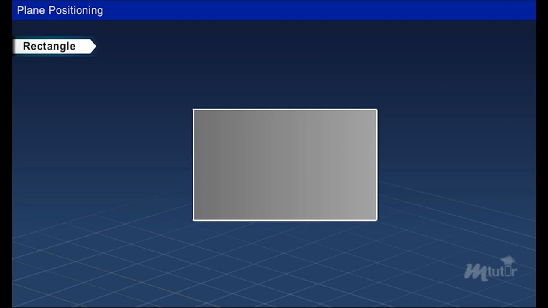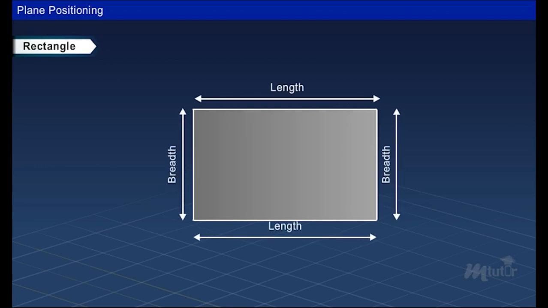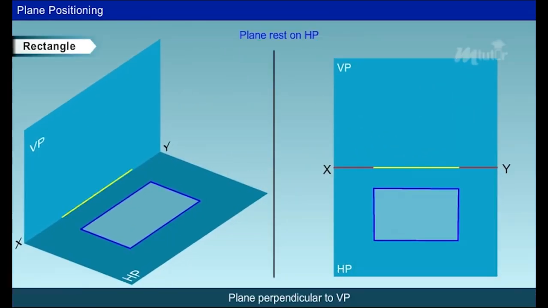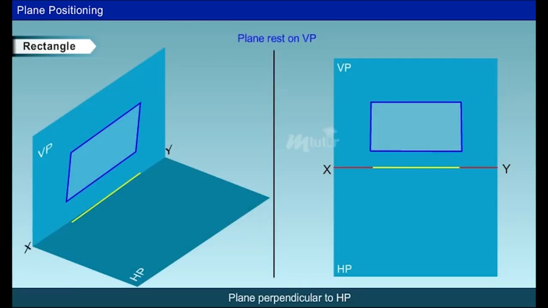Rectangular plane. A rectangle has 4 sides, with 2 longer and 2 shorter sides of equal length. If the problem is given that the rectangular lamina rests on the HP and is perpendicular to VP, then it can be drawn as shown. If the rectangular lamina rests on VP and is perpendicular to HP, then the diagram will be drawn as shown.